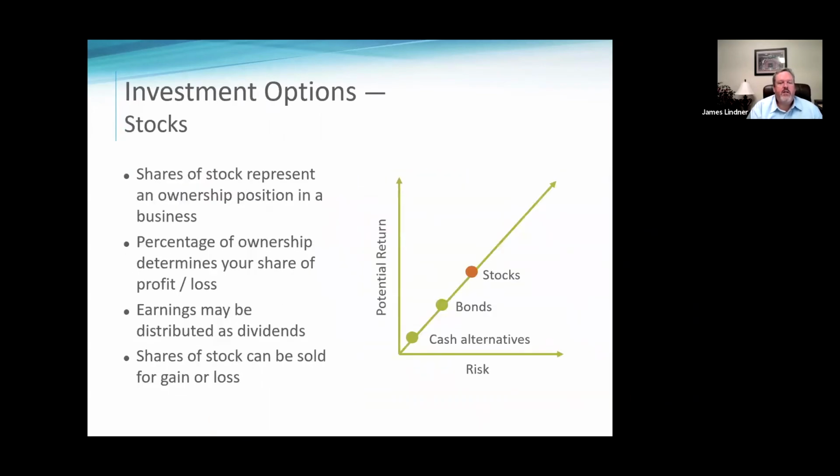And then stocks. Shares of stock represent an ownership position in a business. You own a share, and that percentage determines your profit and loss. Earnings may be distributed as dividends. So you might have a stock that's worth $10 a share, and it only goes up to $11 over 5 years, but it paid out really good dividends. That might be a very attractive stock.